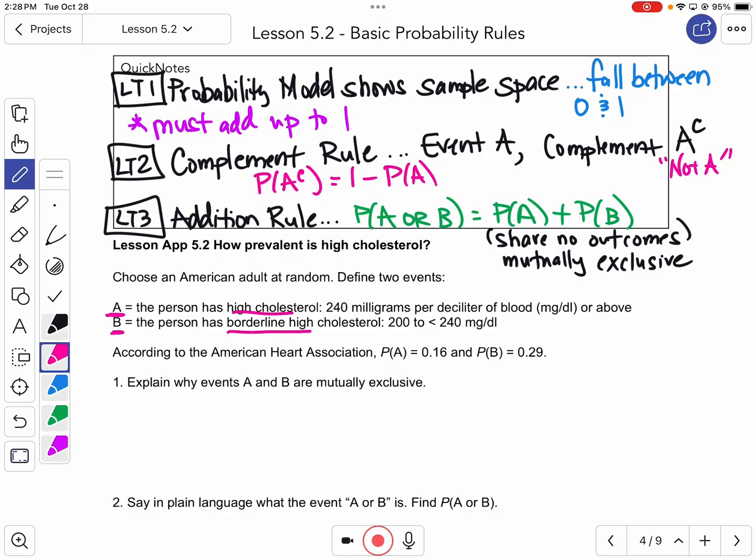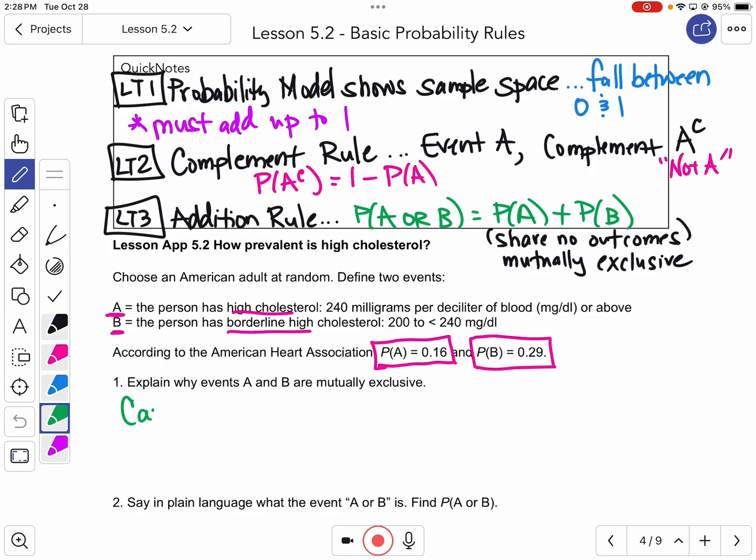Then it goes on and shows me those 2 probabilities. It tells me that the probability that I have high cholesterol is 0.16 and the probability that I have borderline high cholesterol is 0.29. Right? And it's asking me to explain why those 2 things are mutually exclusive. Why do they not have any of the same people in their groups? All right? Can I have high cholesterol and borderline high cholesterol at the same time? No, and that's why. They're mutually exclusive, okay?